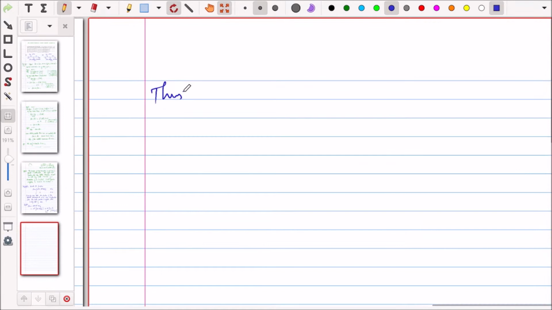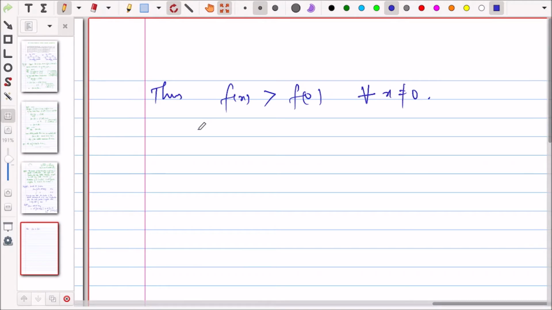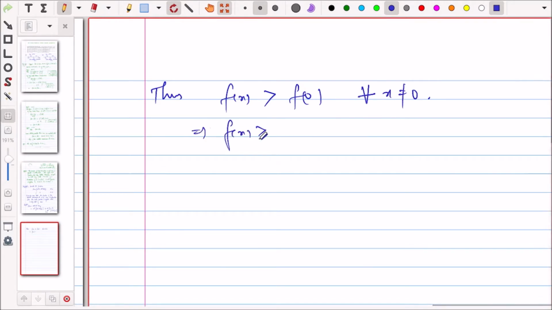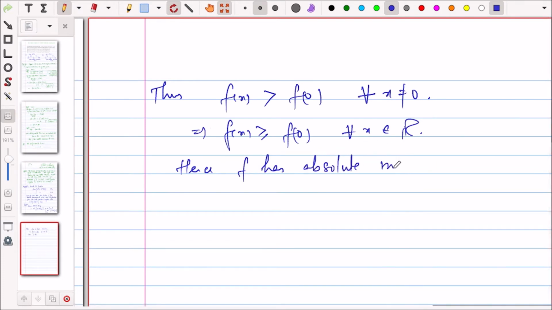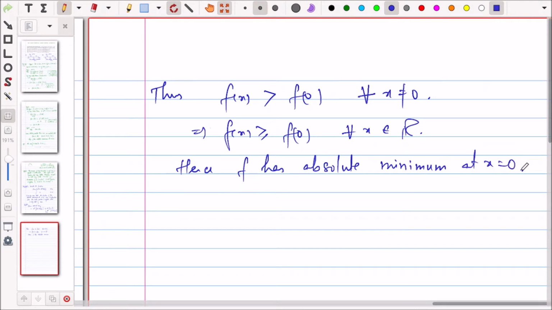Thus, f of x is greater than f of 0 for all x not equal to 0. So that implies f of x is greater than or equal to f of 0 for all x belonging to R. Hence, f has, on its entire domain, an absolute minimum at x equal to 0, right?